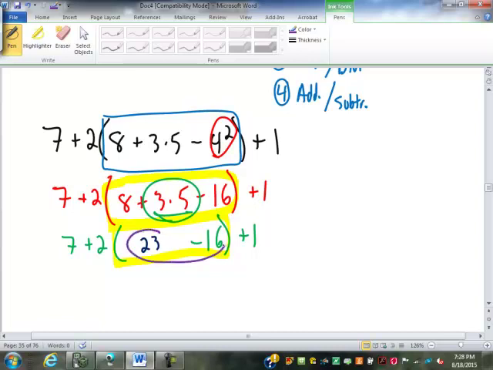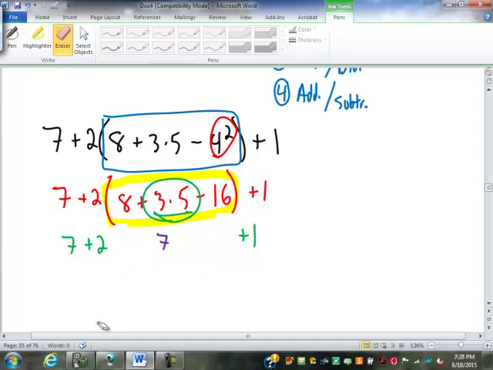Subtraction. 23 minus 16, which is 7. Now we've reduced what's inside the parentheses to a single number. And anytime we do that with an enclosing symbol, we don't need the enclosing symbol anymore. So I can take out the parentheses.